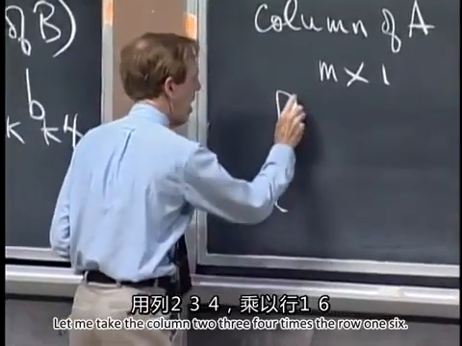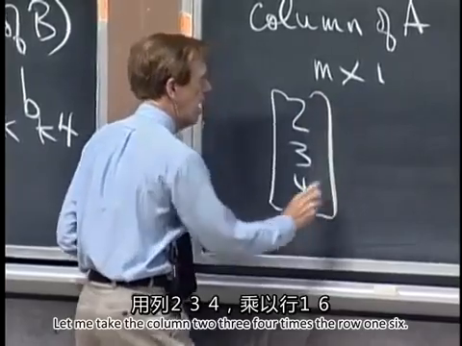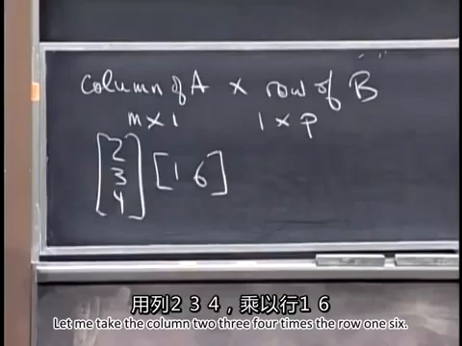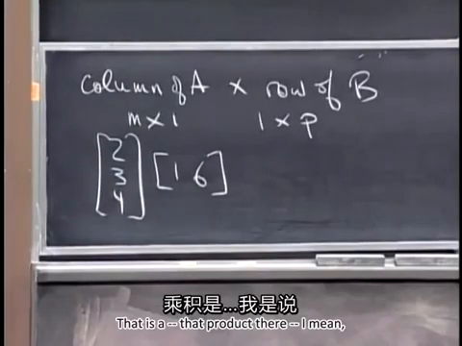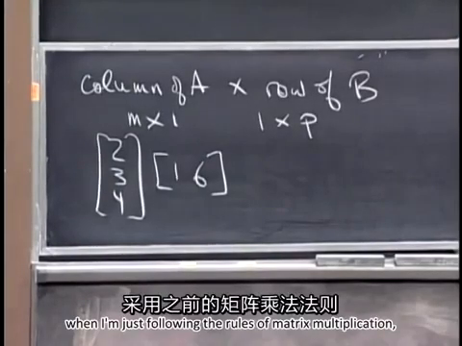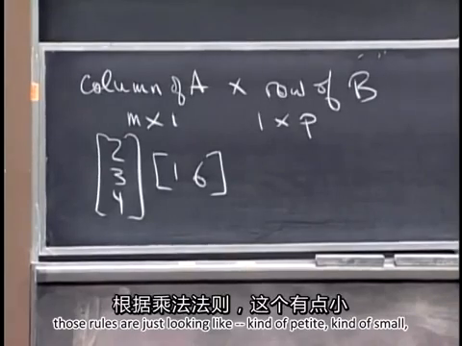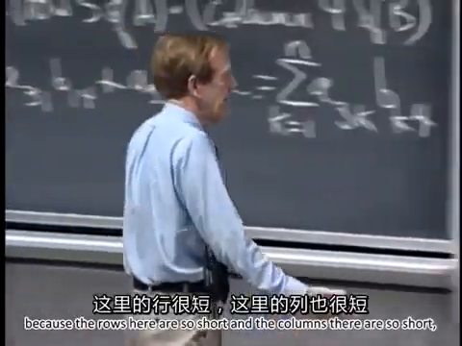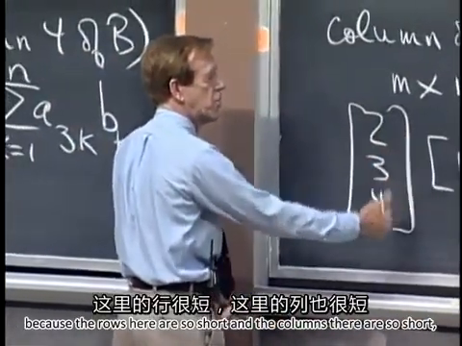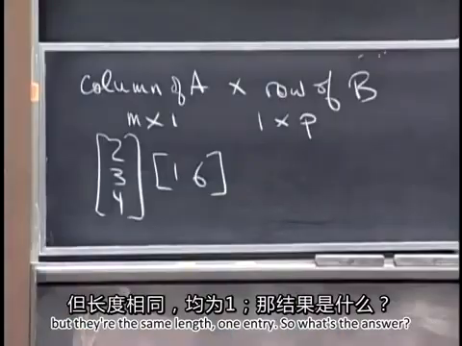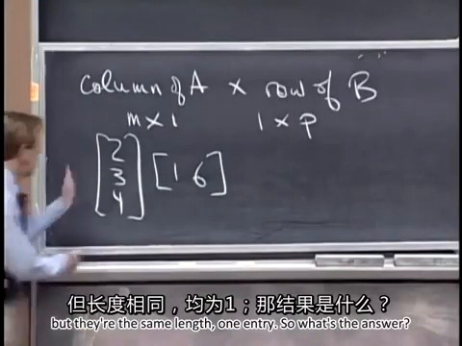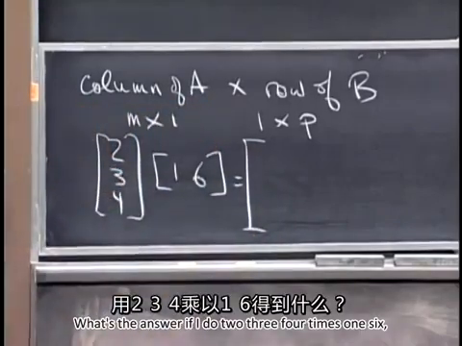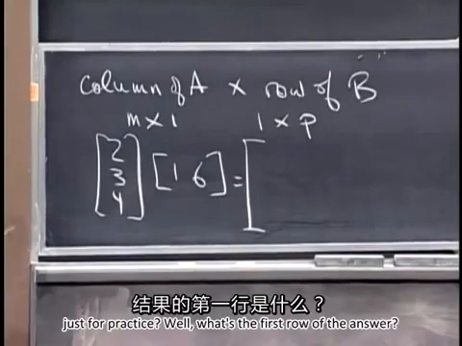Shall we just do one? Let me take the column 2, 3, 4 times the row 1, 6. That is that product there. I'm just following the rules of matrix multiplication. Those rules are just looking kind of small, because the rows here are so short and the columns there are so short, but they're the same length, 1 inch. So what's the answer if I do 2, 3, 4 times 1, 6, just for practice?